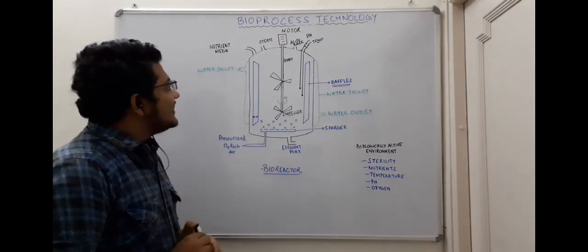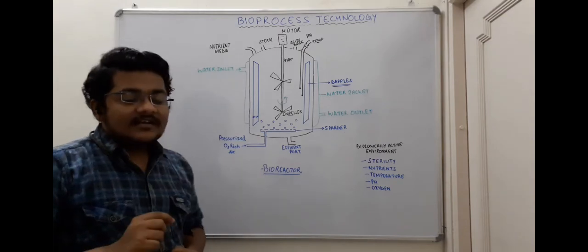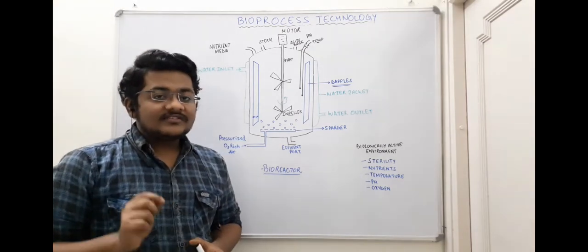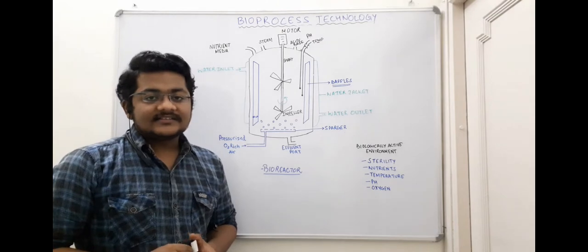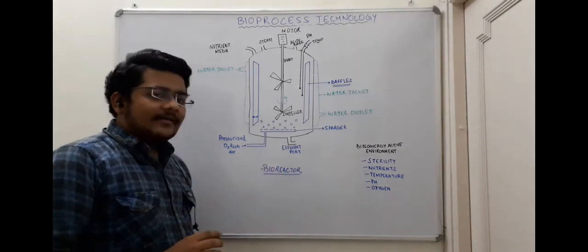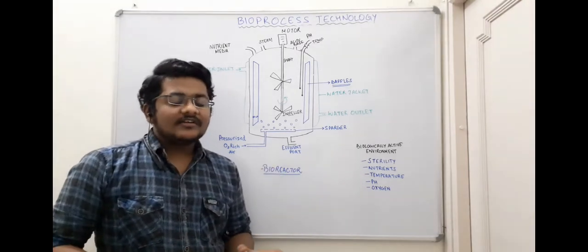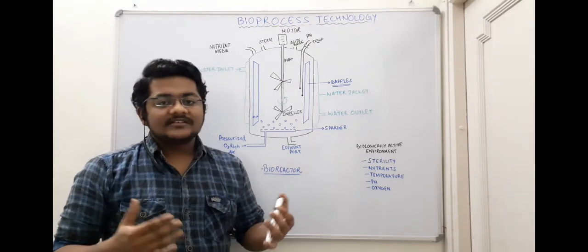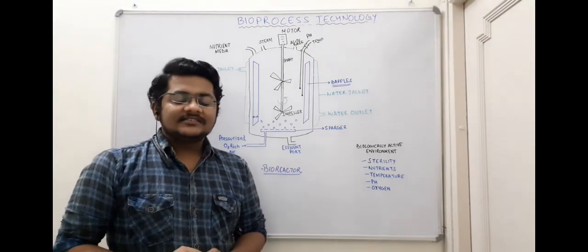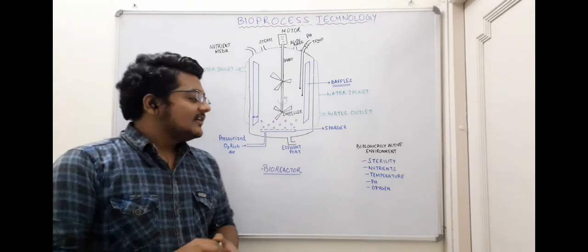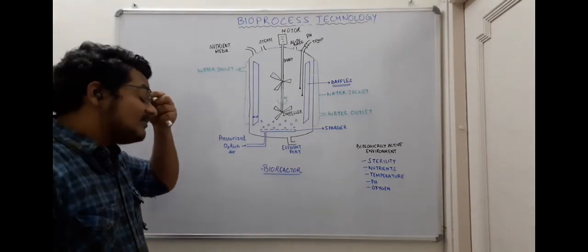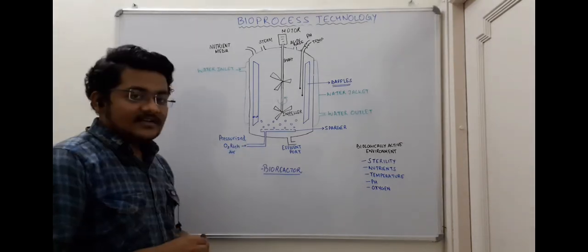For sterilizing this container, it is done by steam. So we use steam for sterilizing this container. In the labs also, we generally use an autoclave, which utilizes steam. Autoclave utilizes steam to sterilize the equipment which is placed in it. In the same way, here we are using steam for sterilizing the entire bioreactor.